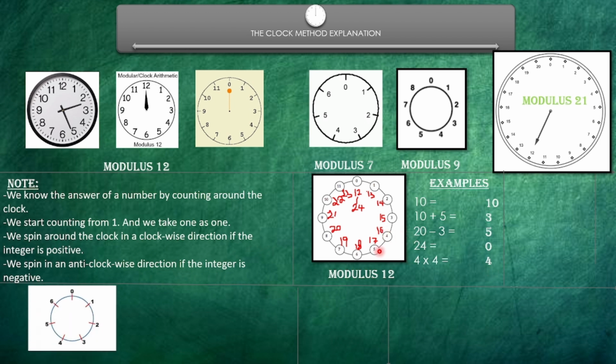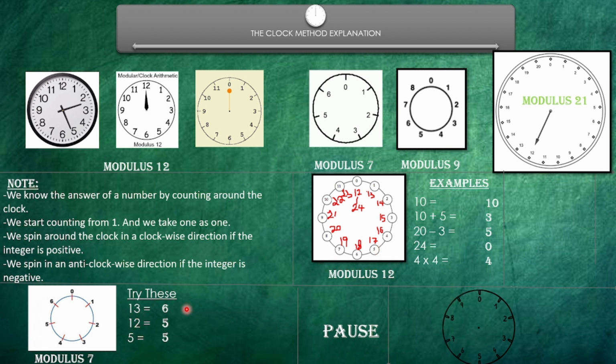So let me give you some practice to try on modulus 7. Pause the video and give it a try. This will be your answers, which are 6, 5, and 5. Because 13, you're going to roll around the clock once, which will give you 7, 8, 9, 10, 11, 12, 13. So that's 6. Then 12, you roll around the clock once, 7, 8, 9, 10, 11, 12. Then 5, you're not going to roll around, you're just going to stop at 5.